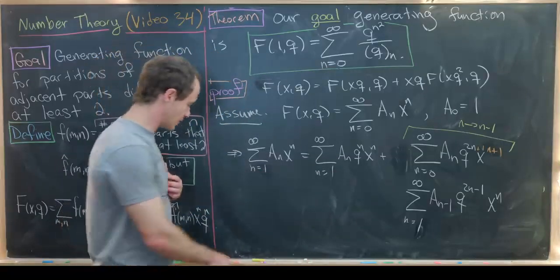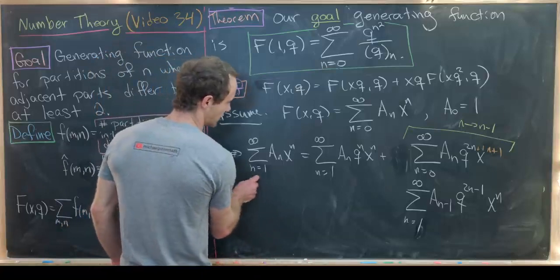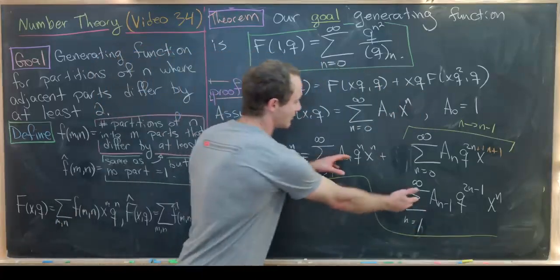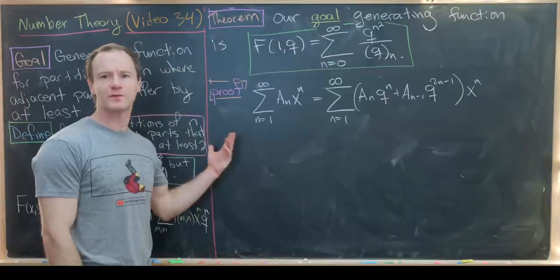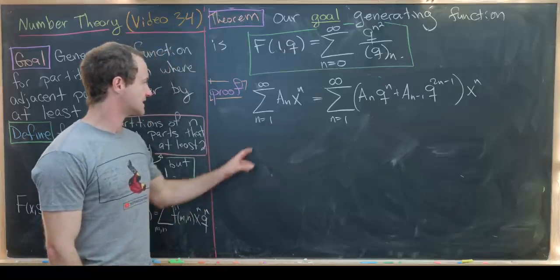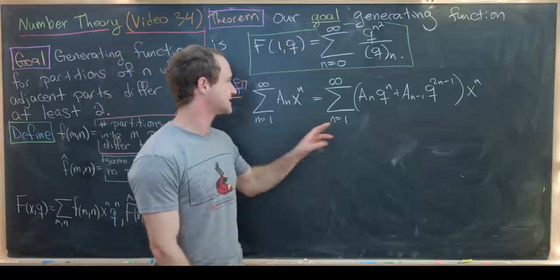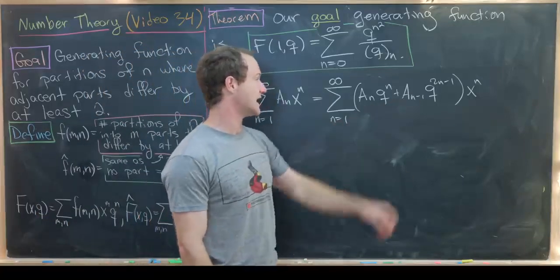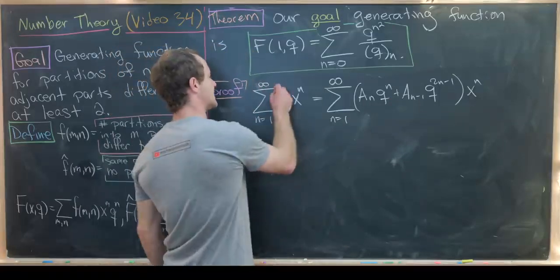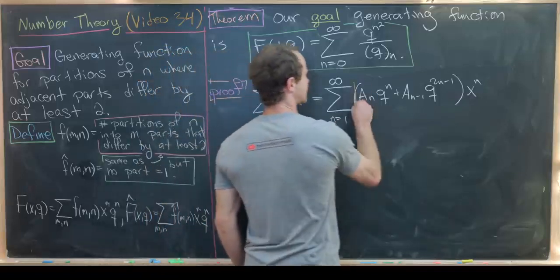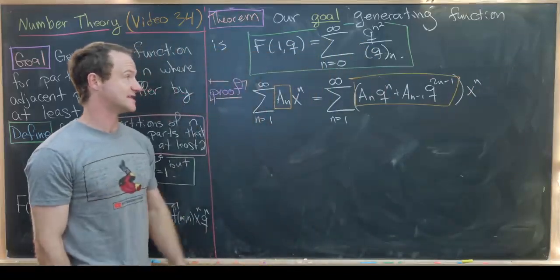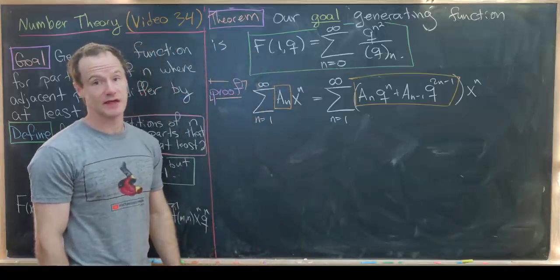So we're running out of room, so what I'll do on the next board is rewrite this thing that I've underlined in yellow, and I'll probably push these two sums together. So after pushing the sums together on the last board, we have the following. So the sum of a_n x^n is the sum of a_n q^n plus a_(n-1) q^(2n-1) x^n. So now we can equate coefficients of x^n on both sides of the equation, and we've got this nice recursion for a_n.